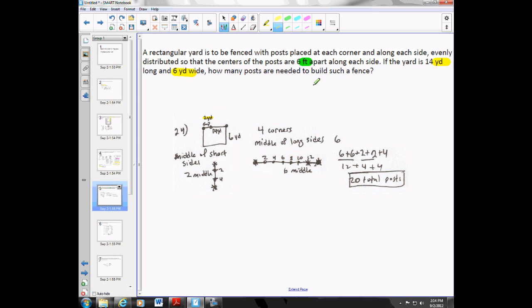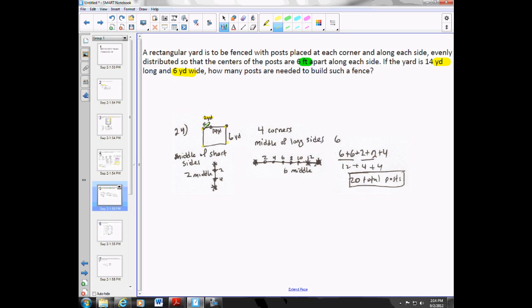All right. Now, this is a very common question. A lot of people mess up. They get close, but they miss it by one or two. Basically, the way I look at it is we have four corners. One, two, three, four. Four corner posts. And then we have to put posts in the middle to get from one corner to the next.